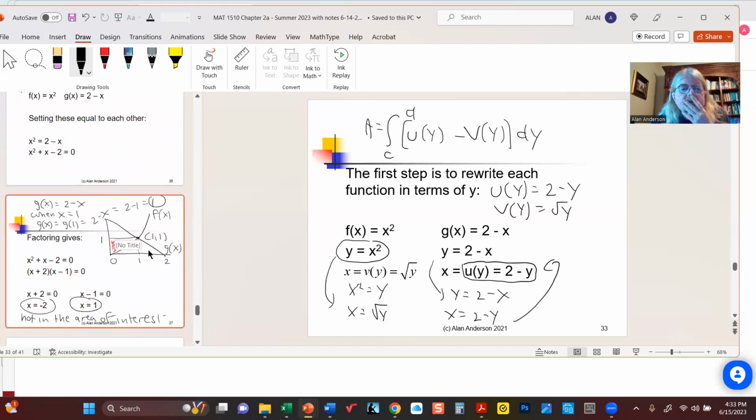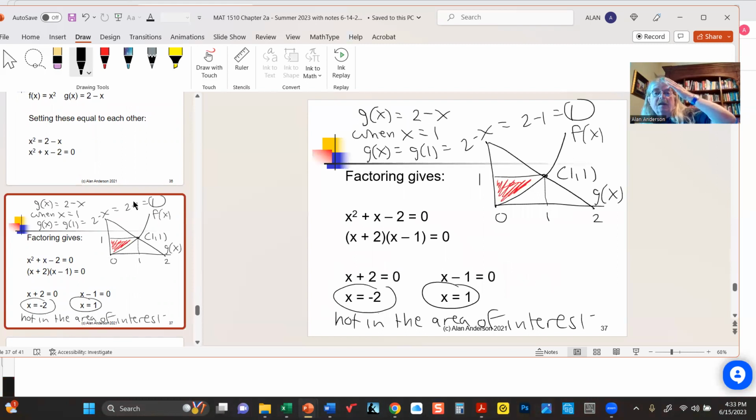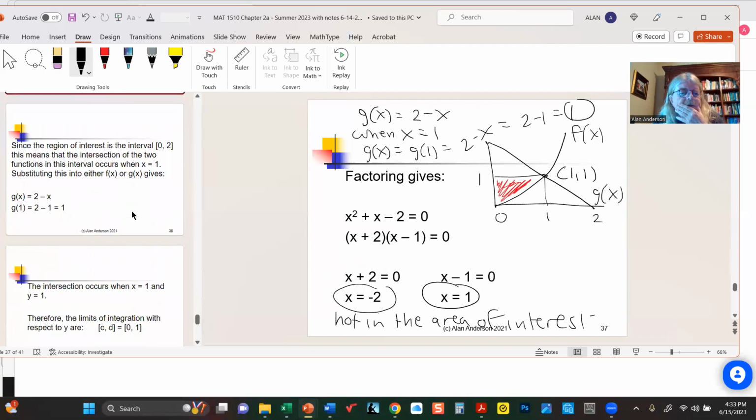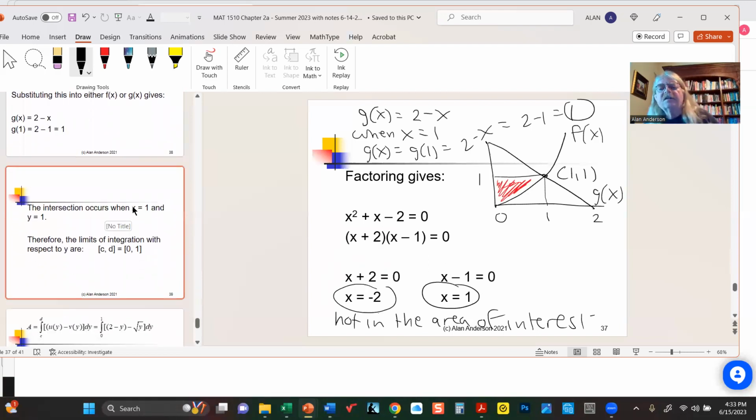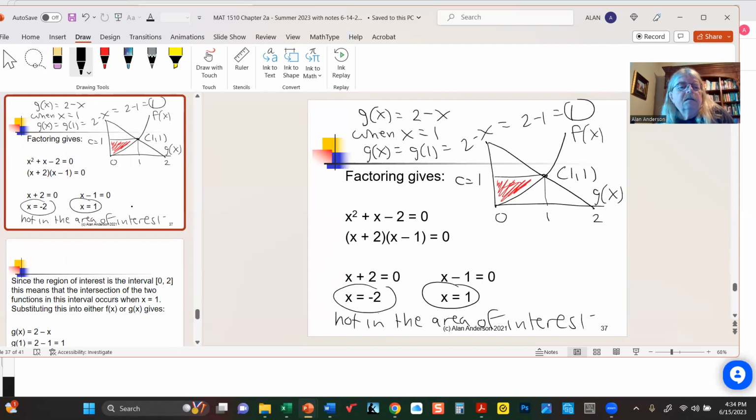Okay, so let's look at the graph again. And here I demonstrate why x equals 1 is the point where they intersect. So what this is telling me is that the limits of integration, remember it's C and D, this is C, and this is D. So this corresponds to A and B when we're using the x-axis. So the integration will occur over the interval from 0 to 1.